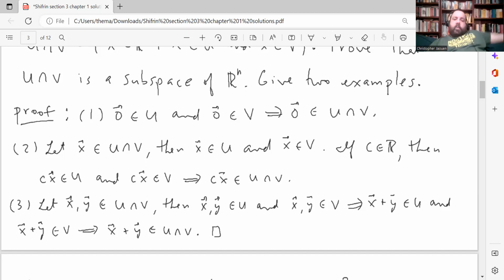Then x, y are in U and x, y are in V, again, because of the definition of intersection. If we take the sum, x plus y is in U since it's a subspace, and x plus y is in V because it's a subspace, that implies that x plus y is in the intersection, and that shows property three is satisfied. Right, so again, since the three properties are satisfied, it's a subspace. That's all you really have to do to show that something is a subspace.